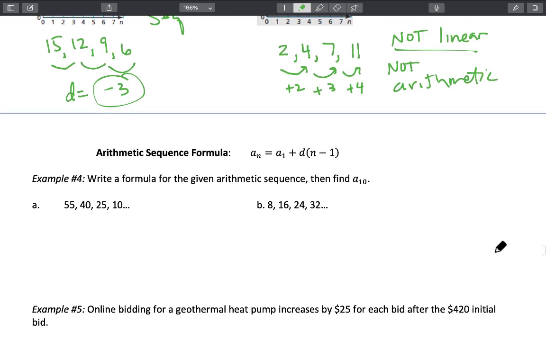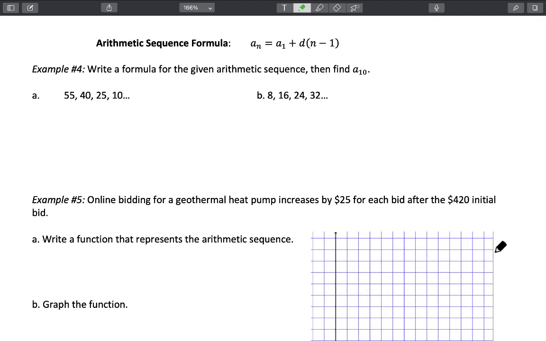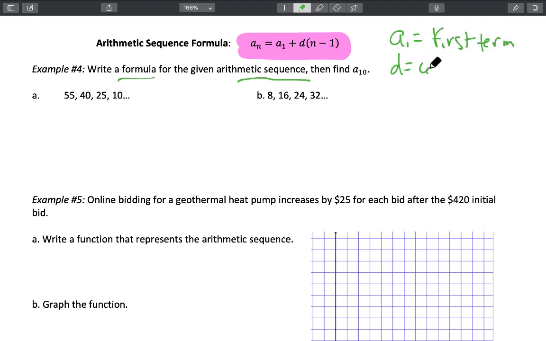All right, flipping the page over to the back side, we're going to take a look at writing a formula for the given arithmetic sequence. Now it's going to follow this little template here that says a sub n is equal to a sub 1, my first term, plus d, my constant difference, times n minus 1. So the two things that you need to know are the first term, and you need to know d, the constant difference. You can call it constant difference or common difference.